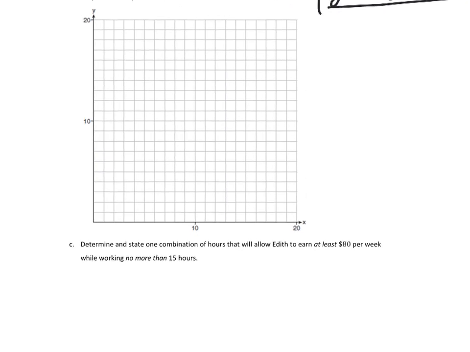Okay, letter C. Determine and state one combination of hours that will allow Edith to earn at least $80 per week while working no more than 15 hours. Again, this one I think you can do on your own.